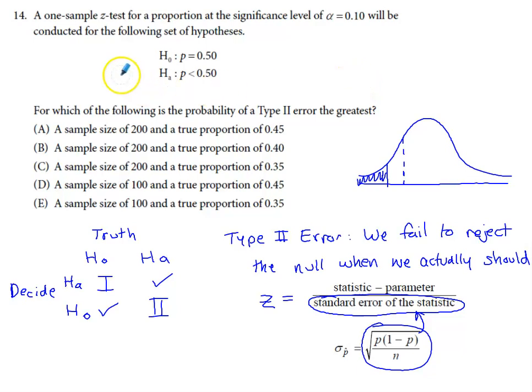So here's problem number 14 from the test preview for AP Statistics. This multiple choice question says that a one sample z-test for a proportion at a significance level of 0.1 will be conducted on the following set of hypotheses. The null hypothesis is that the population proportion is 0.5. The alternative is that it's less than 0.5. For which of the following is the probability of type 2 error the greatest?